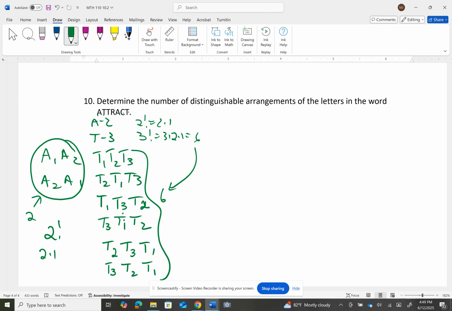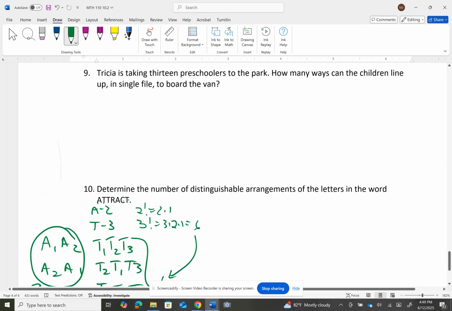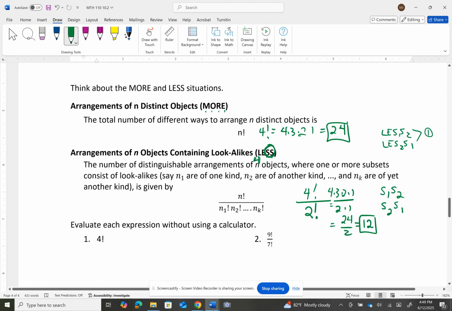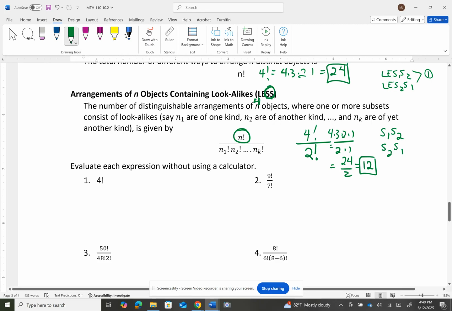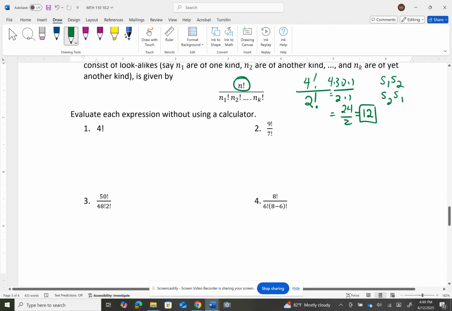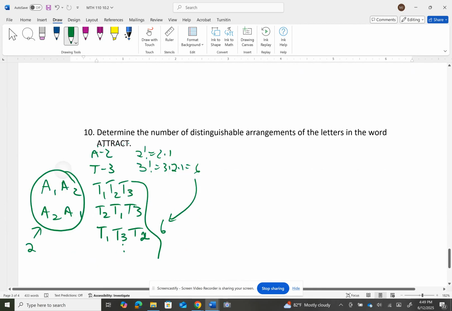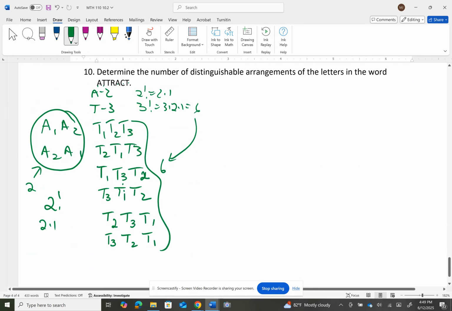So here's what you do if you have lookalikes. You're going to wind up using this formula, where the top number is how many objects you're arranging, and then the bottom number, the denominator, you're going to wind up dividing the top number by how many ways you can arrange the lookalikes. I'm having trouble saying it so it makes sense, so let me just show it. So like here, there's 7 different letters. So there's 7 objects. That would mean, according to that formula, I should have 7 factorial on top.